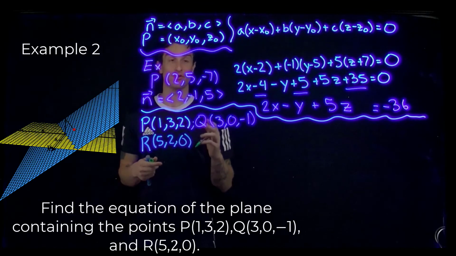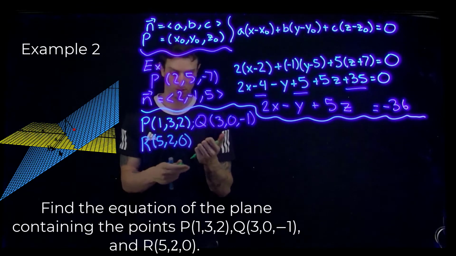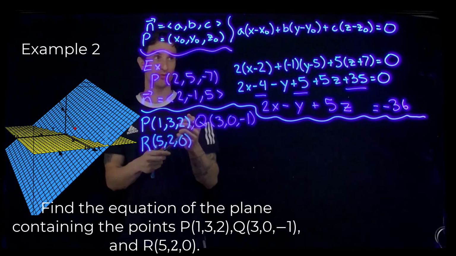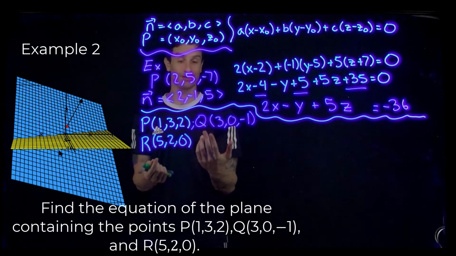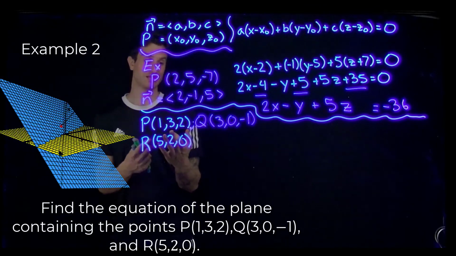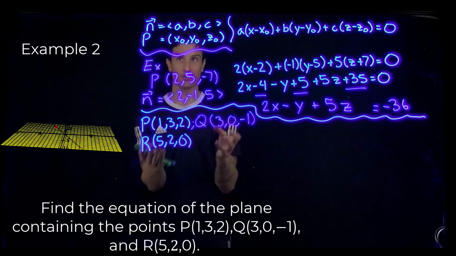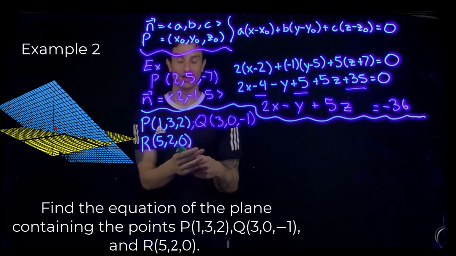Okay, so if I give you 3 points, can we come up with the equation of a plane? Well, what do we have? We definitely have a point. We have 3 of them, so that takes care of that. We can use any of those. But the question is, how do we construct a normal vector?